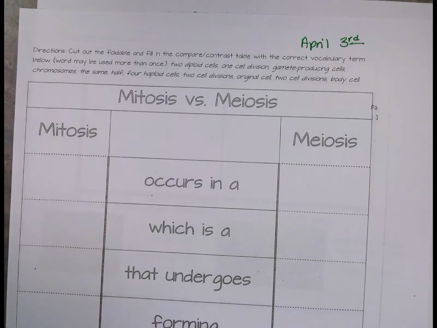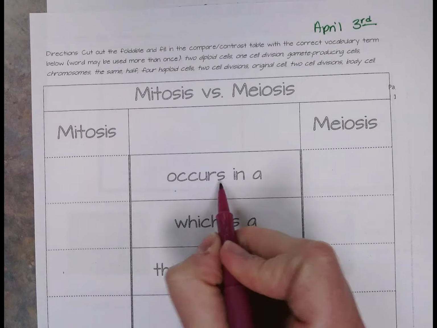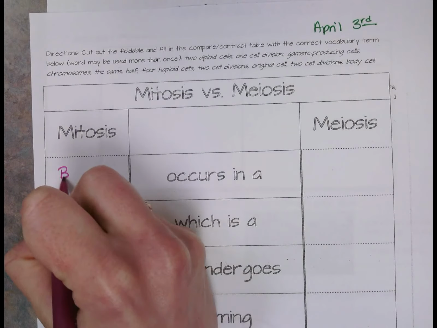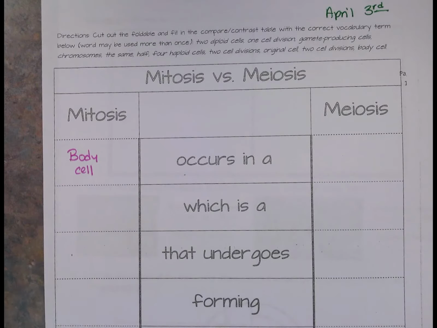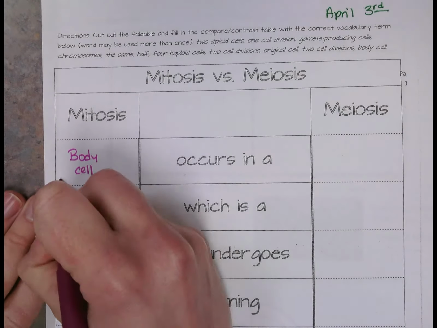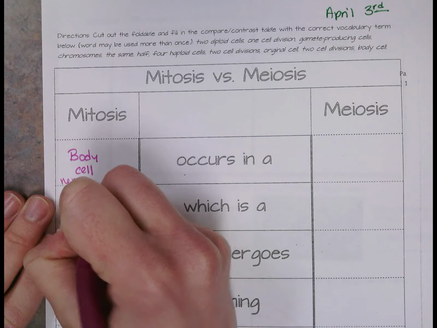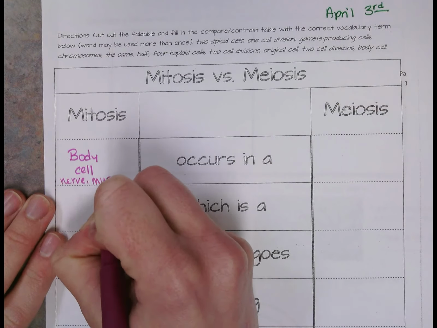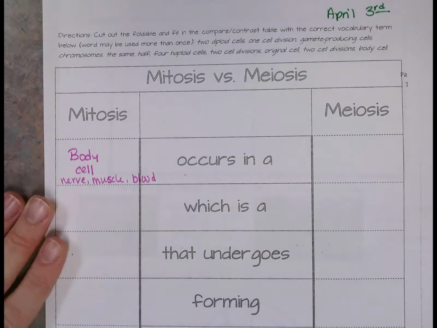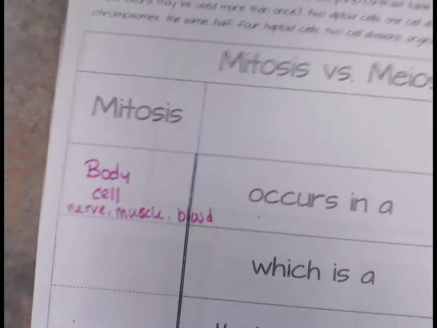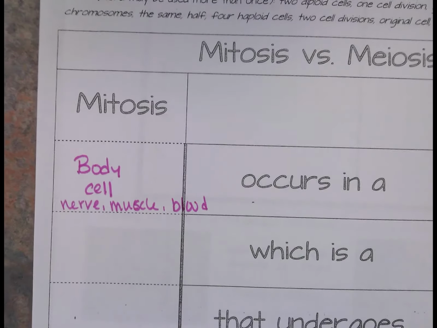Let's do some different colors. Mitosis occurs in a body cell. So it could be nerve, muscle, blood. All of those are examples of body cells where mitosis takes place. So mitosis is simply replicating. It's essentially just cloning the cells. It all has the exact same DNA.